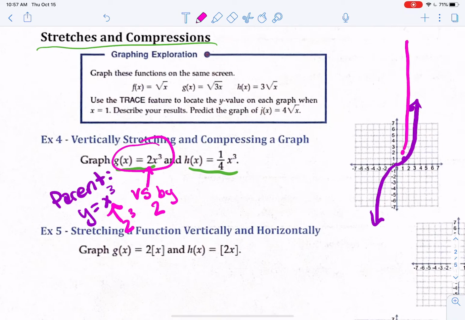So he's going to be really tall and really skinny. And do the same thing on the other side. That's kind of what he will look like. Okay, so that is a vertical stretch by 2. And hopefully you kind of got the gist of that.